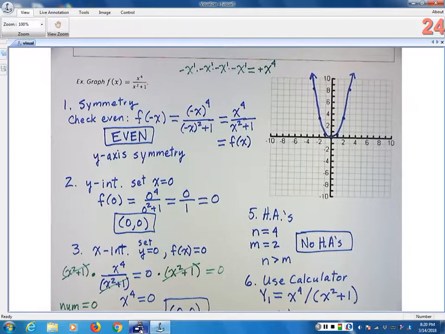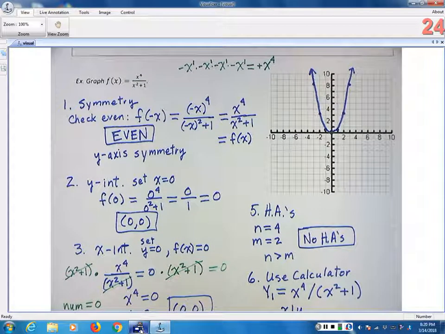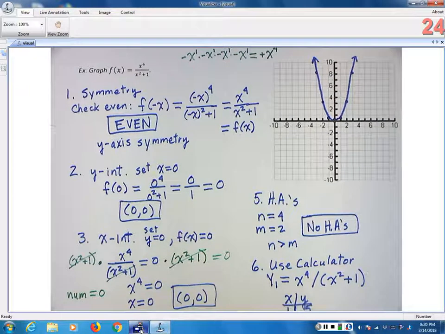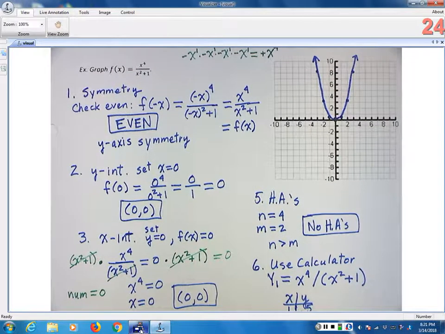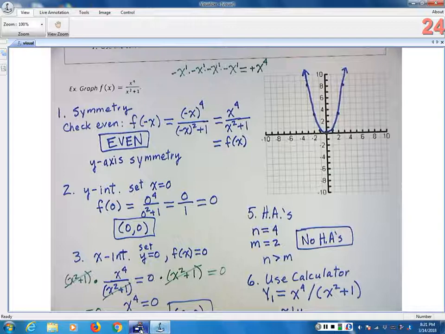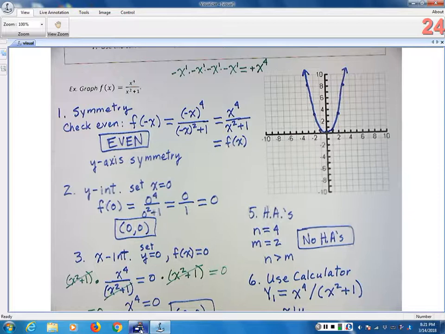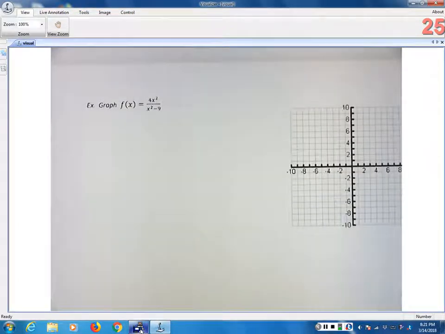So there were no asymptotes. Okay. We'll do the last graph if you're done writing, drawing. Got it? So this last graph is more like what your worksheet is.